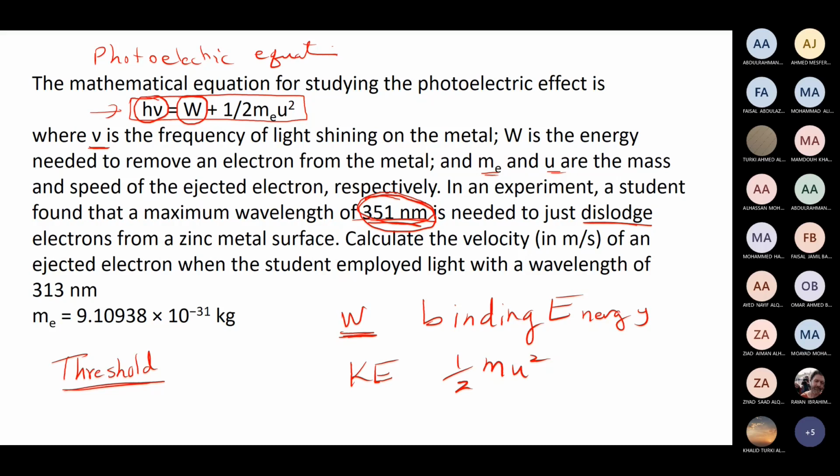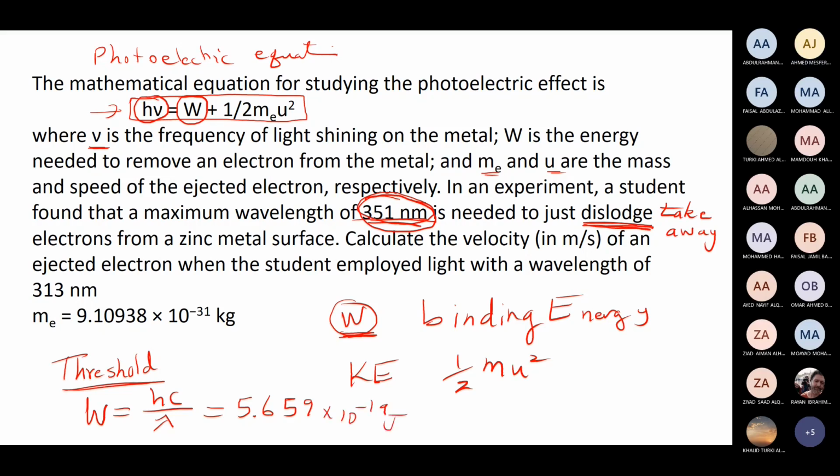Because what's the meaning of dislodge? Take away. The 351 is the energy required to take the electron. So can you calculate W? This is the threshold energy, which is W. Can you calculate it? It's hc over lambda. Well, calculate it. Give me an answer. It's 5.659 multiplied by 10 power of minus 19.